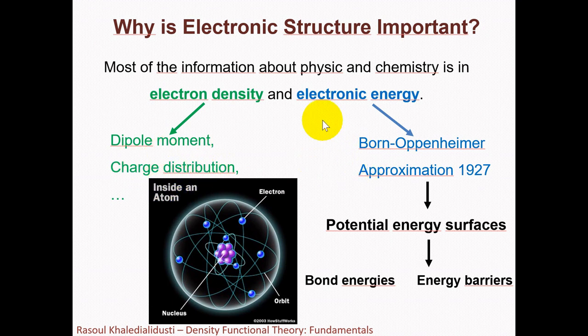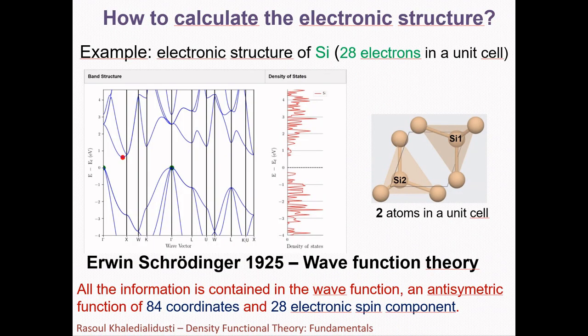And the electronic energy, once we invoke the Born-Oppenheimer approximation, allows us to define potential energy surfaces. With this energy surface, we can now talk about things like the energy of the geometries, bond energies, barriers, equilibria between different minima and so forth. Now, let's talk about how to calculate the electronic structure.